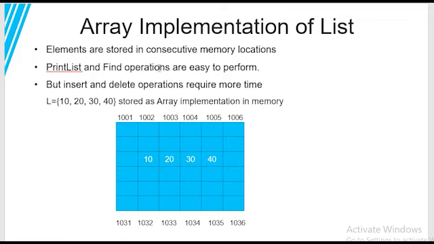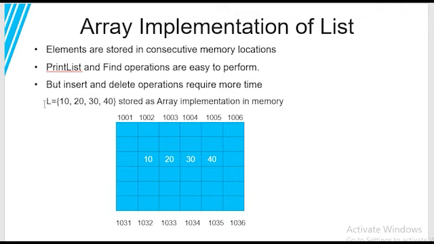In the array implementation of the list, the elements are stored in consecutive memory locations. That is, the elements are stored in continuous memory locations. The operations performed in the array are print list and the find operation, and these two operations are very easy to perform, whereas insertion and deletion require more time. For performing these two operations, the array implementation of a list requires more time.